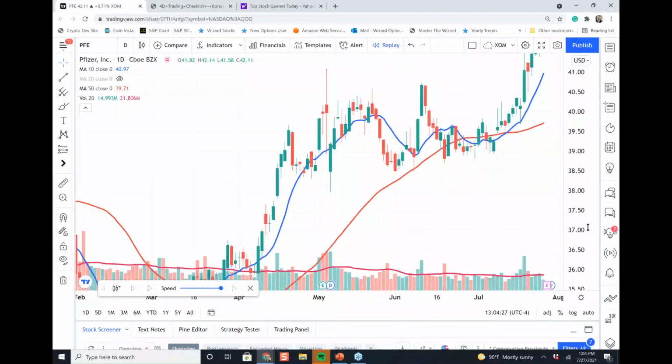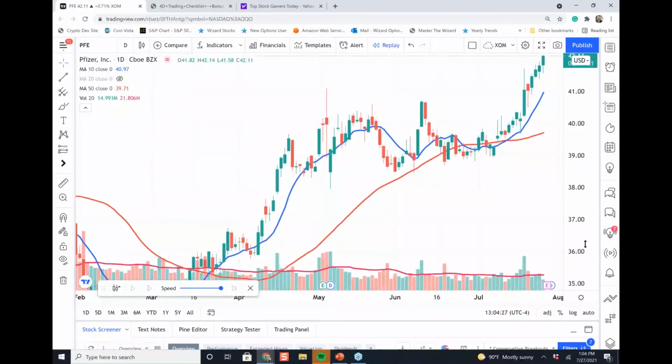So what we look for is we want to find ourselves at the point of the actual breakout. We want to catch these trades at the point of initial breakout.